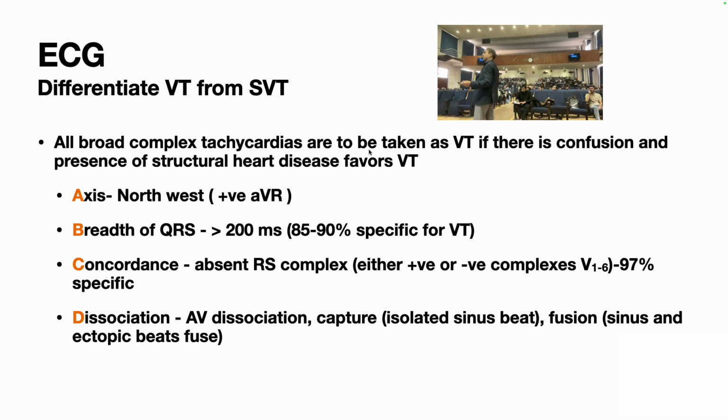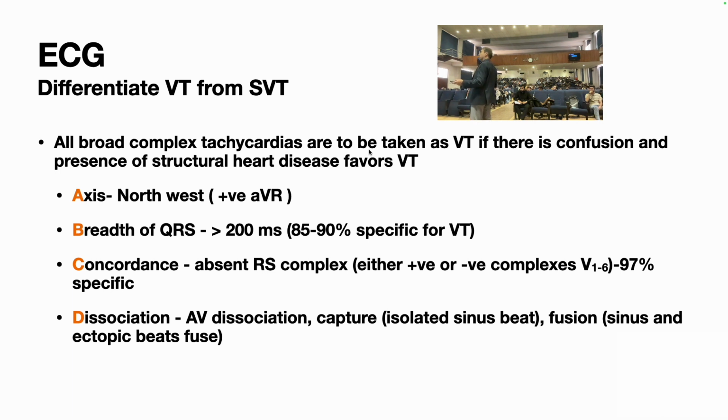Dissociation. Dissociation means AV dissociation, if it is present. You find P waves and QRS complexes not related to each other. In supraventricular tachycardia, they will be related to each other. But if there is dissociation, we have different P wave rates and different QRS rates. This is dissociation.